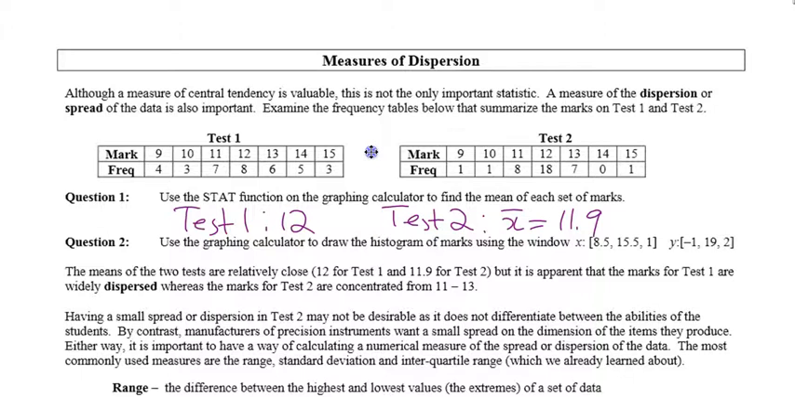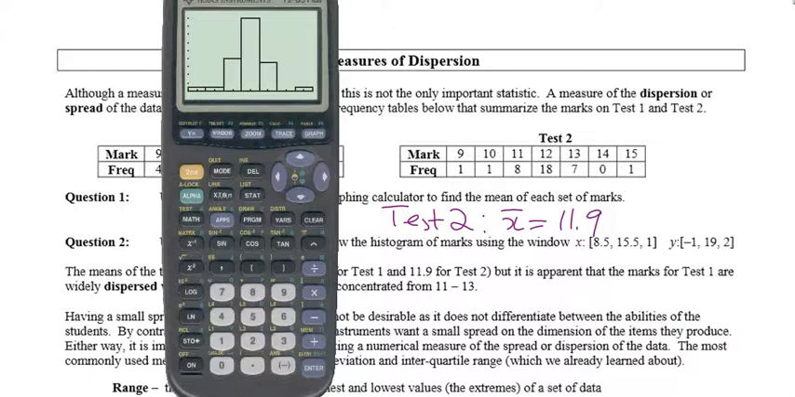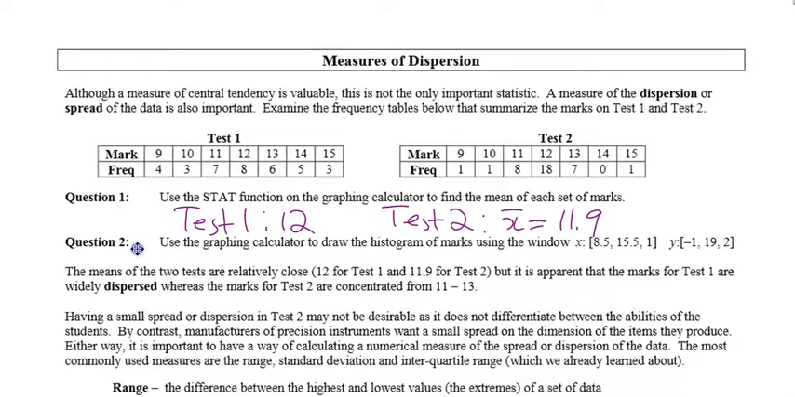The means of the 2 tests are relatively close, 12 and 11.9, but it's apparent the marks for test 1 are widely dispersed, whereas the marks for test 2 are concentrated from 11 to 13. Right? We can see that in this histogram. Most of your stuff is here, and if we go back and just change this to be L2, you can see that it's pretty evenly spread out through the range of marks.